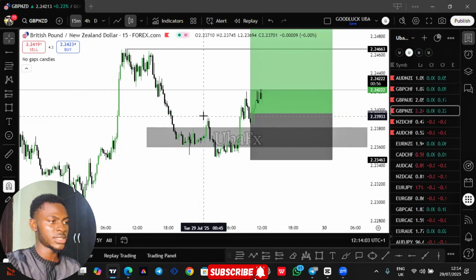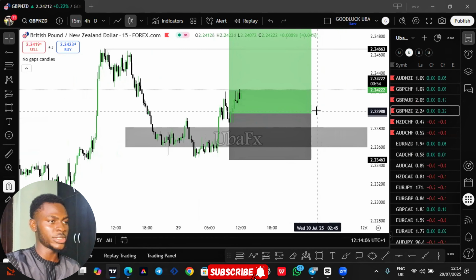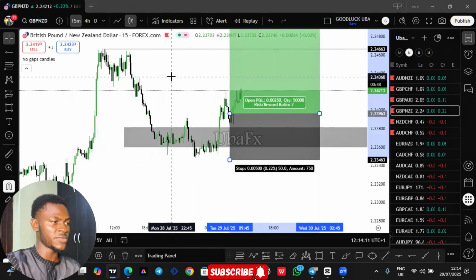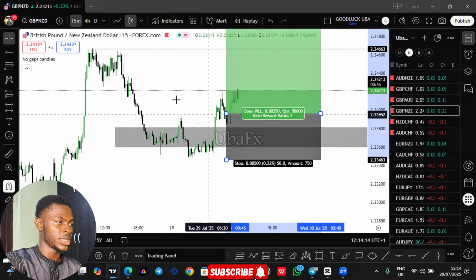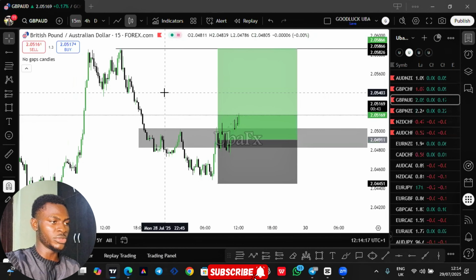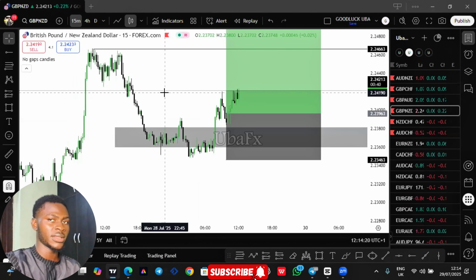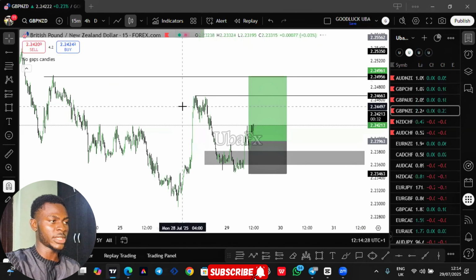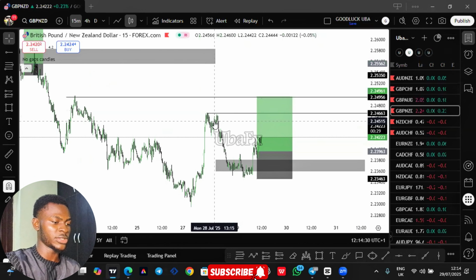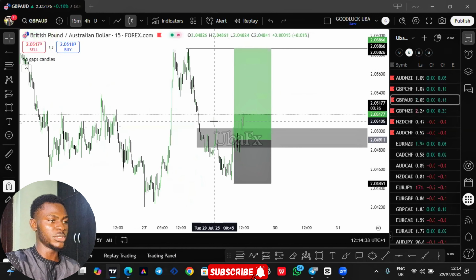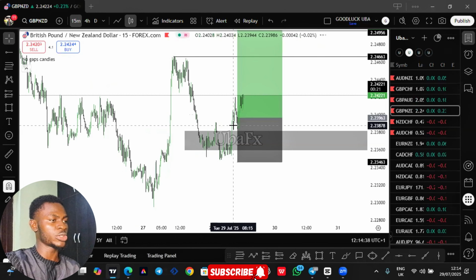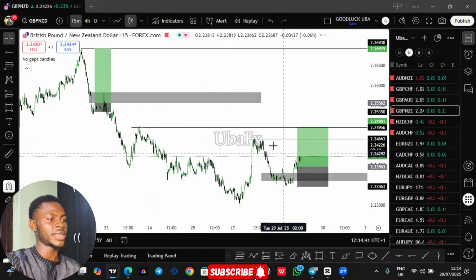Lastly but not the least, the third trade I entered this morning was GBP-NZD. GBP-NZD is very, very similar to GBP-AUD. This is GBP-AUD, this is GBP-NZD. Can you spot the similarity? If you did, good for you. For GBP-AUD, my profit target is on the recent high, but for GBP-NZD, my profit target is not on the recent high. It's on the next high after the recent high.